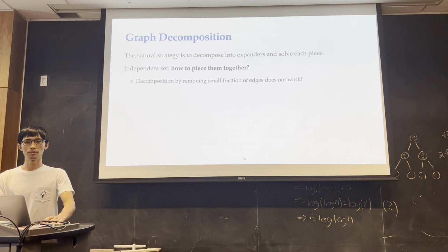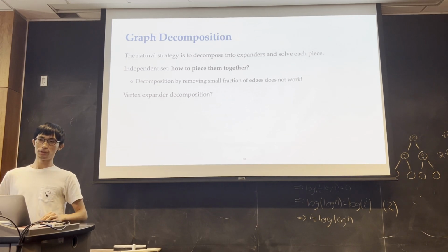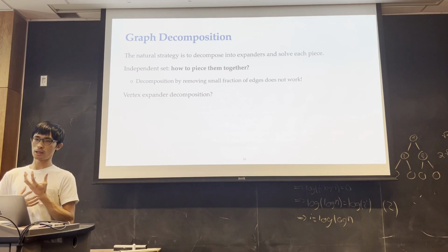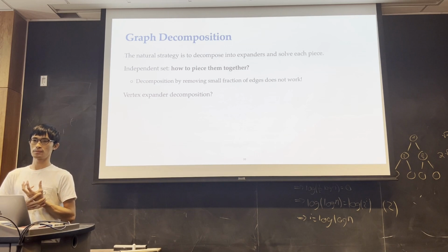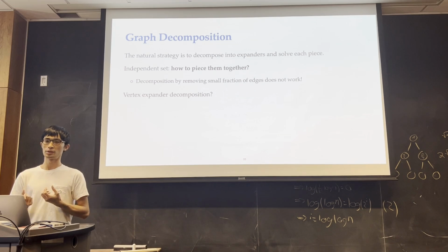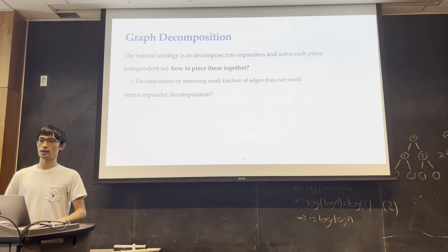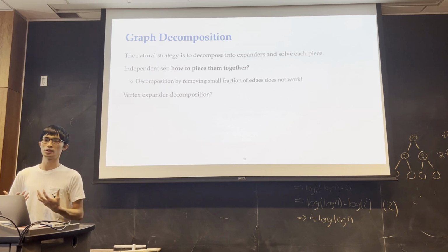So we thought a lot about how to do this. And one natural idea is to do vertex expander decomposition. So suppose you're able to find a non-vertex-expanding subset in the graph, and then you can remove its neighbors. There are going to be few neighbors. You can remove them. Now the remaining two pieces are disconnected. So then you can recurse on them, and then in the end you can union the independent sets.